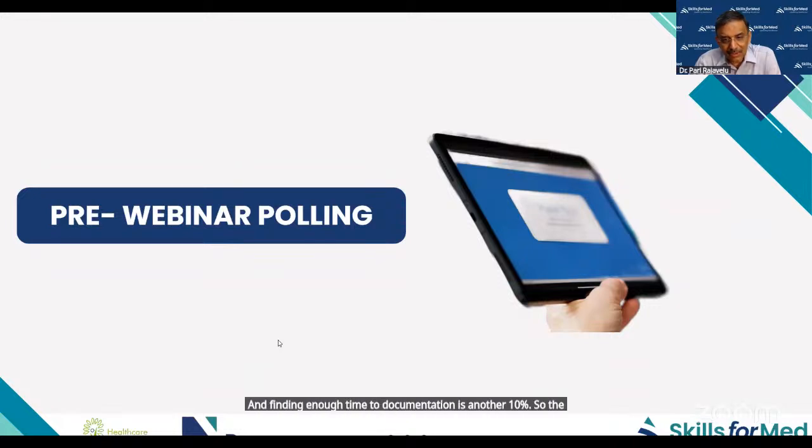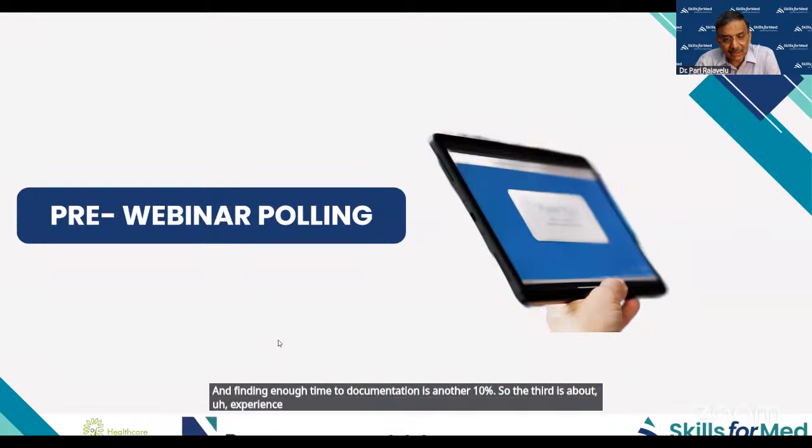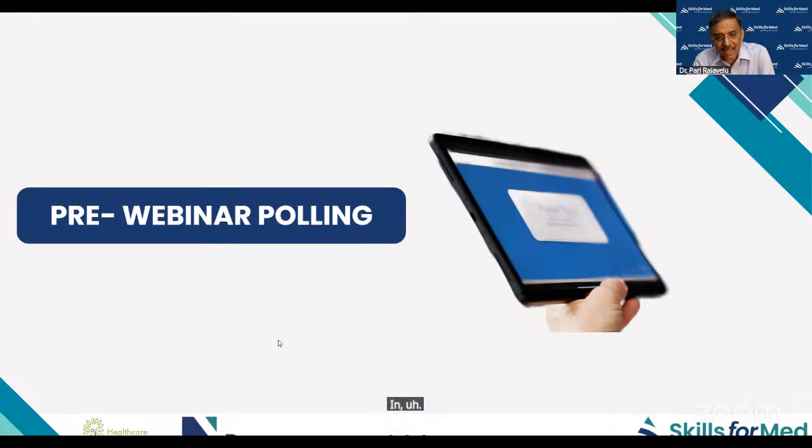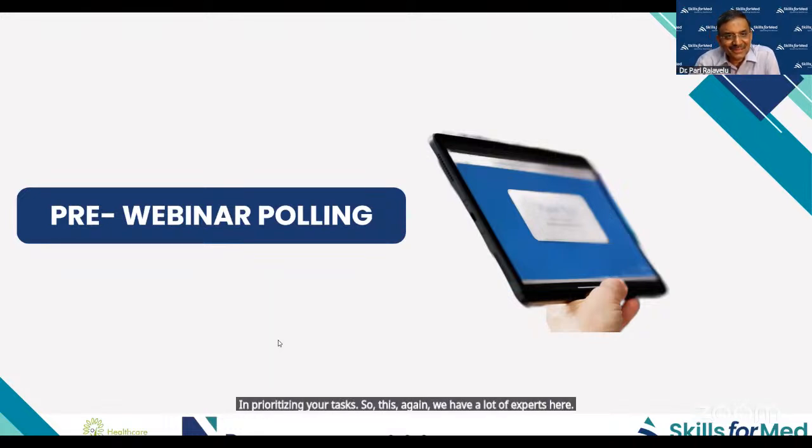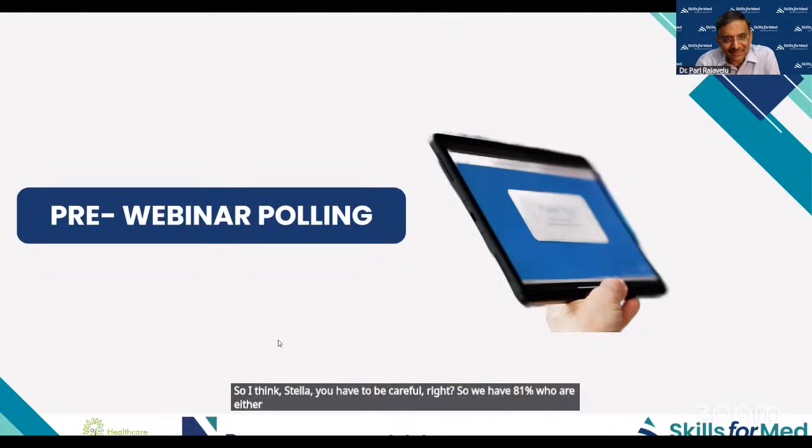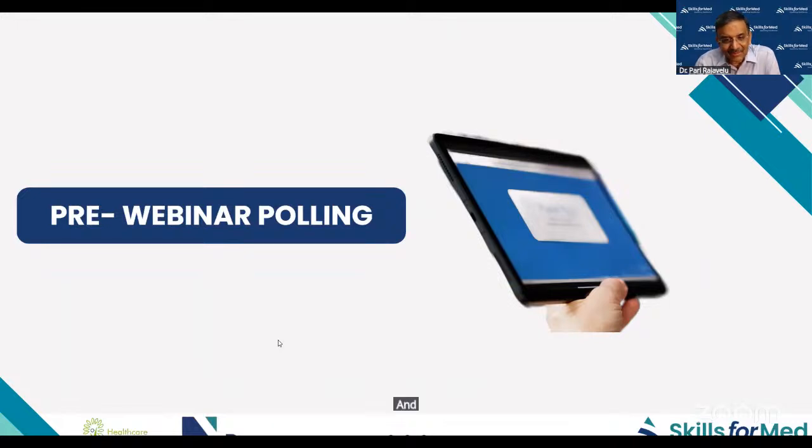The third is about experience level: how confident are you in prioritizing your tasks? We have a lot of experts here. So, Stella, you have to be careful. We have 81% who are either expert or intermediate, and only a minority are beginner and survival. So we have to be careful what we are saying here.